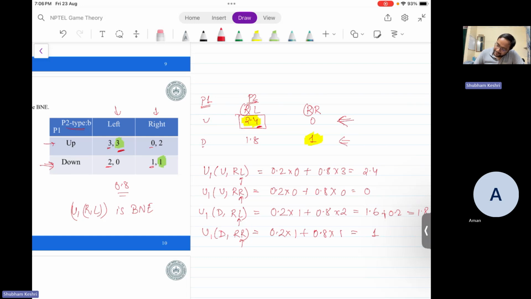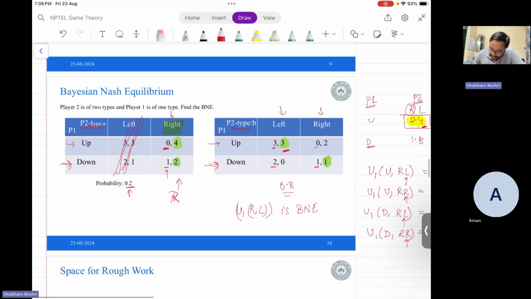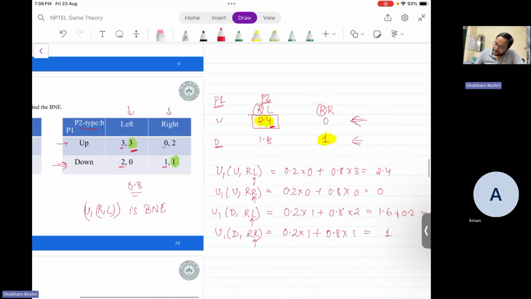Again, when player 1 is playing D, player 2A will play R. We have clarified this. Whether he will play R when he is 2B or not, we'll have to see. When player 1 is playing D, player 2B will play R. Therefore, D comma R is a Bayesian Nash equilibrium. So therefore, this game has two Bayesian Nash equilibrium.